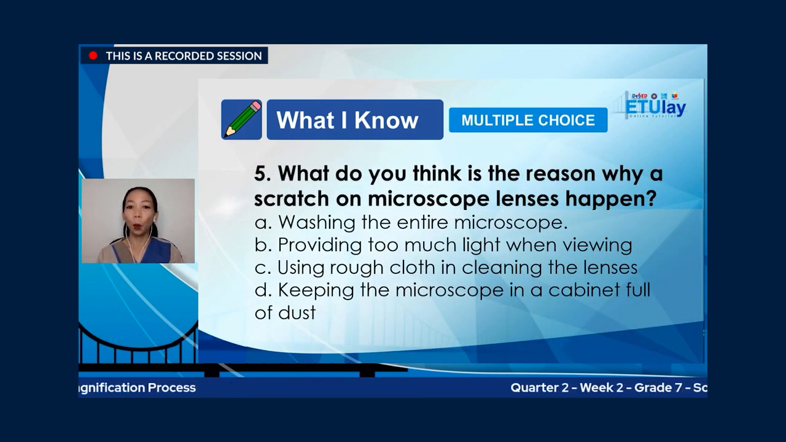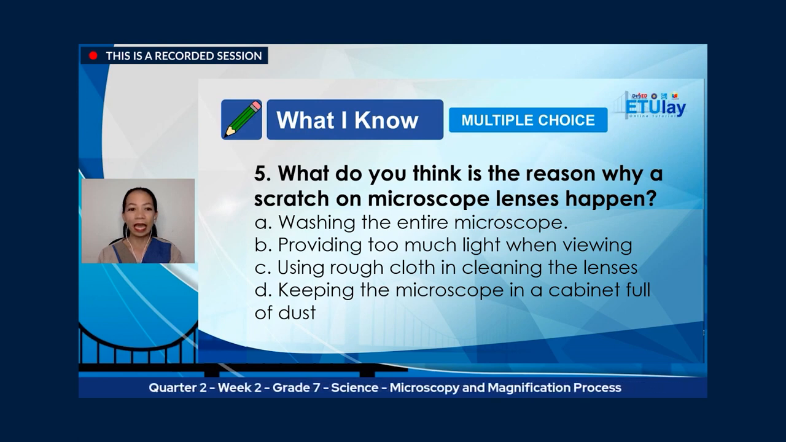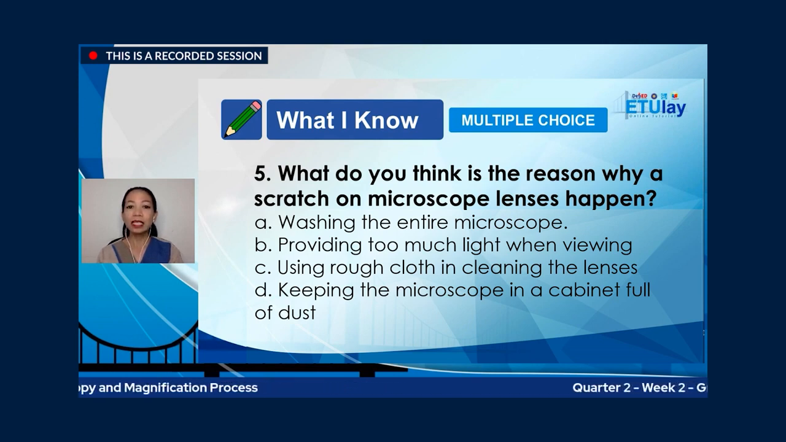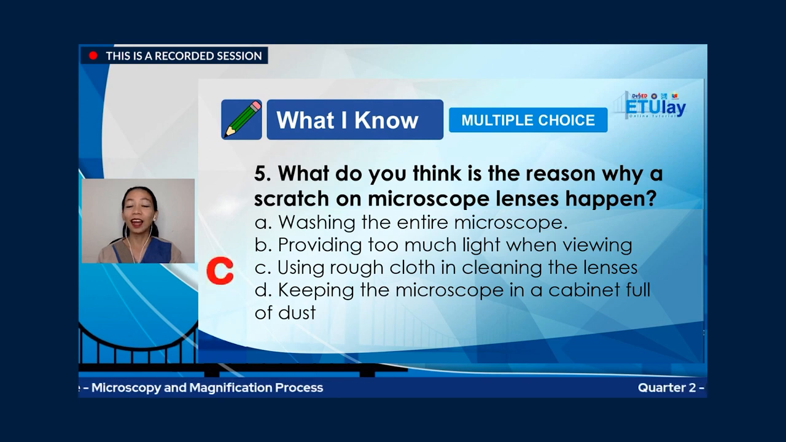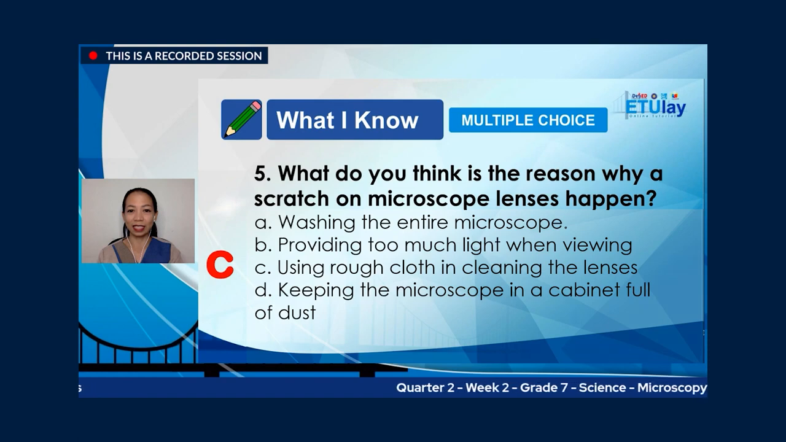Number 5. What do you think is the reason why a scratch on microscope lenses happen? A. Washing the entire microscope. B. Providing too much light when viewing. C. Using rough cloth in cleaning the lenses. Or D. Keeping the microscope in a cabinet full of dust. What do you think is the reason? Correct answer? Letter C. Using rough cloth in cleaning the lenses.